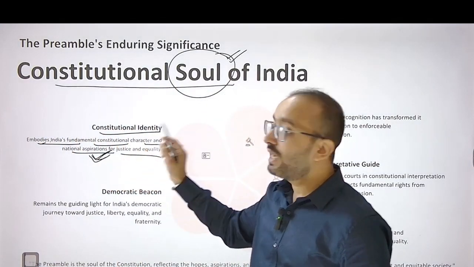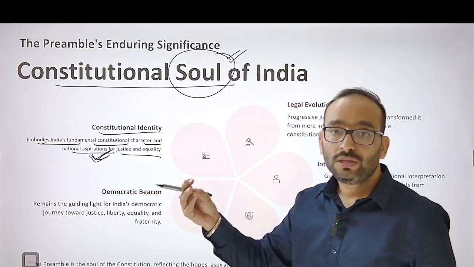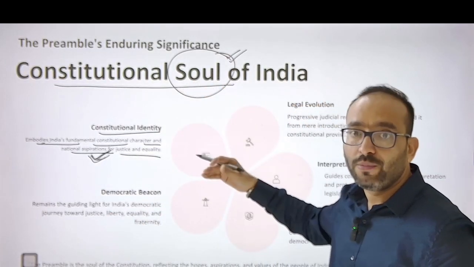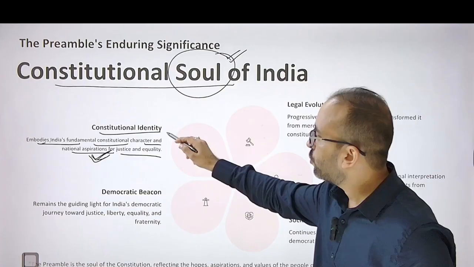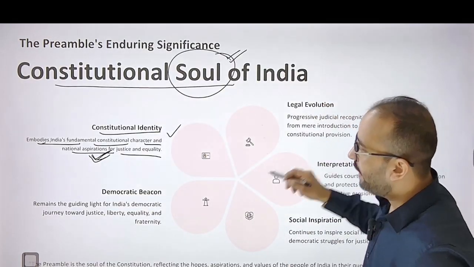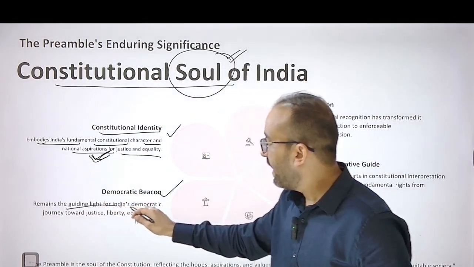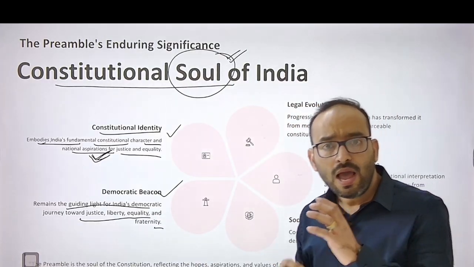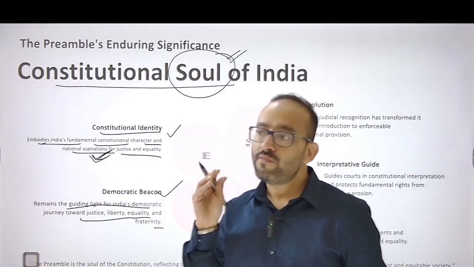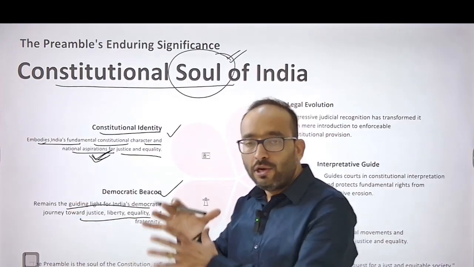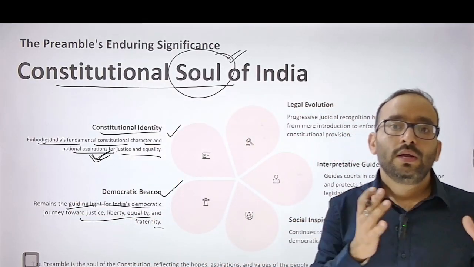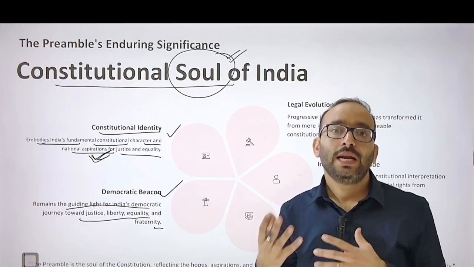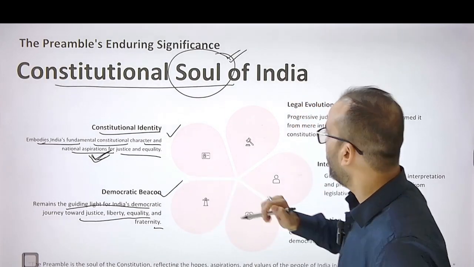Our aspirations are given in the preamble. That is justice, equality, liberty, fraternity, socialist, secular, democratic republic, right? So this is constitutional identity. Then democratic beacon: it remains the guiding light for India's democratic journey towards justice, liberty, and fraternity. Every time this gives us the direction that we have to move in this direction to achieve the India that the constitution framers dreamt of, right? So this is democratic beacon.